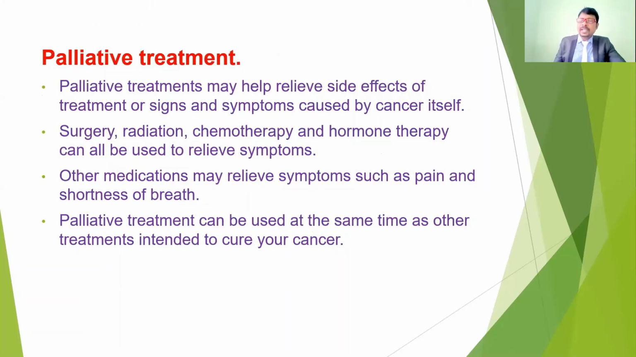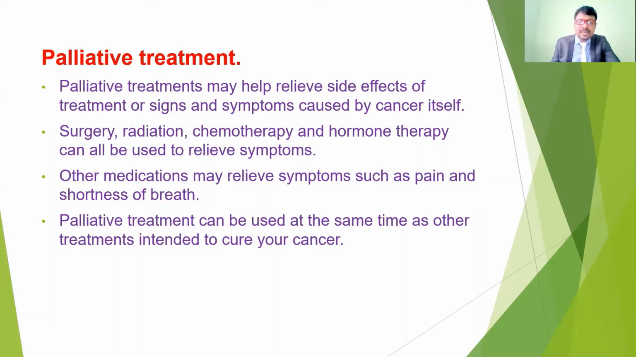Another one is the palliative treatments. These palliative treatments may help to relieve the side effects of the treatments or the signs and symptoms caused by the cancer itself. Sometimes during cancer treatment, because of radiation therapy or chemotherapy, the patient will get many side effects, signs, and symptoms. These can be controlled with palliative treatments. Surgery, radiation, chemotherapy, and hormone therapy can all be used to relieve symptoms. Other medications may relieve symptoms such as pain and shortness of breath.